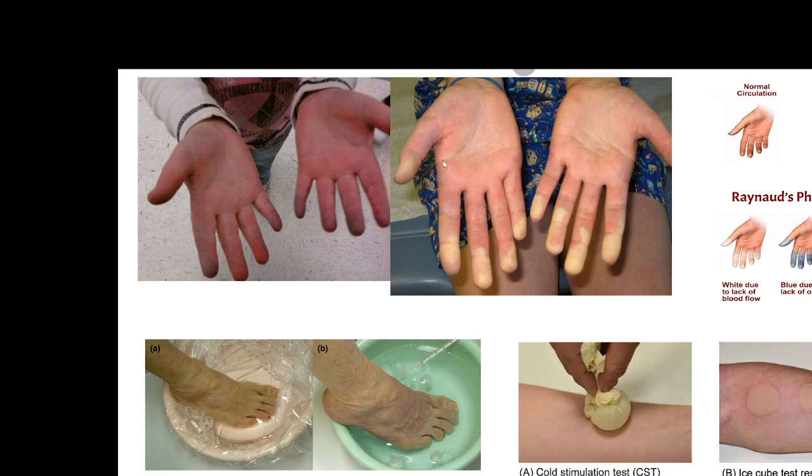The typical presentation of Raynaud's phenomenon during the attacks would be either pallor or bluish cyanotic changes which could be seen, or it could be a dark blue also.